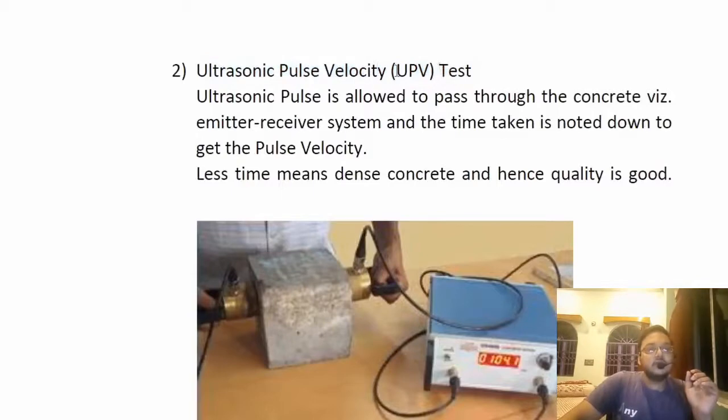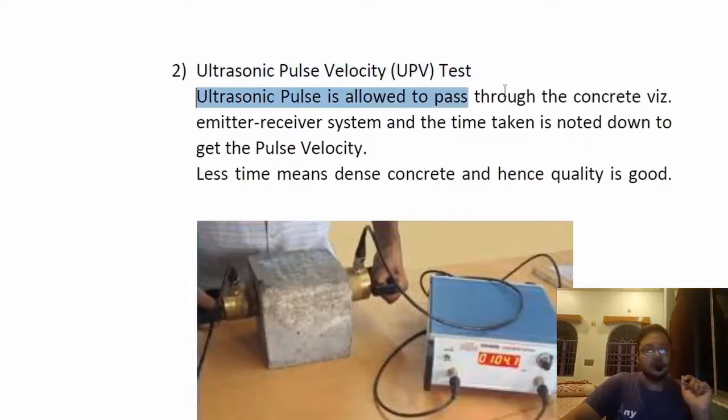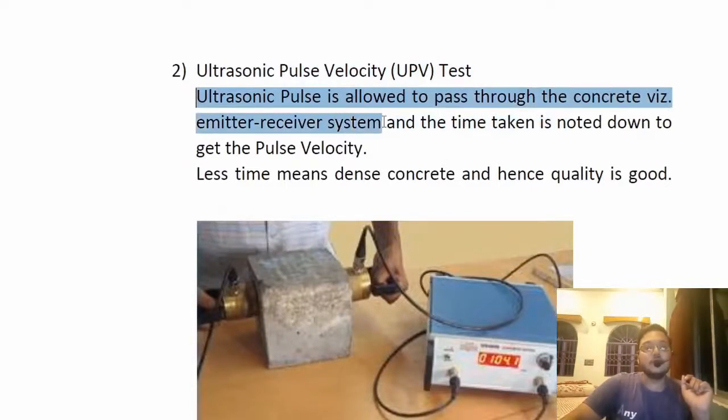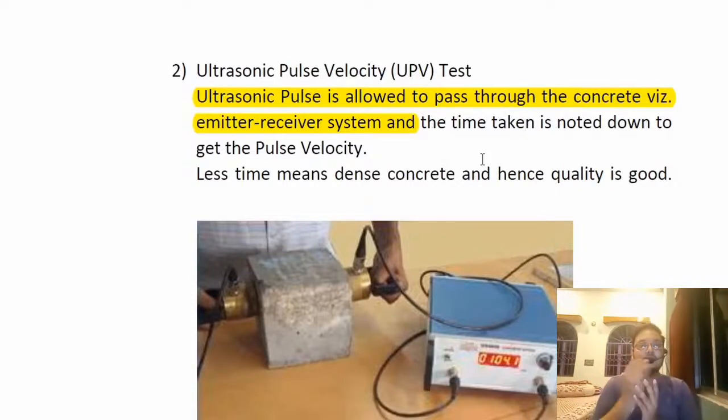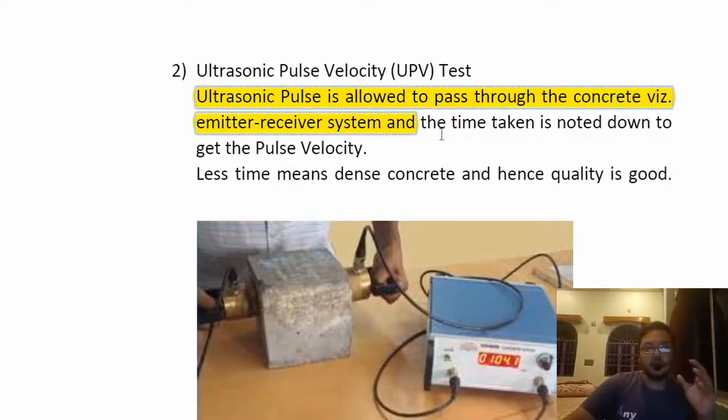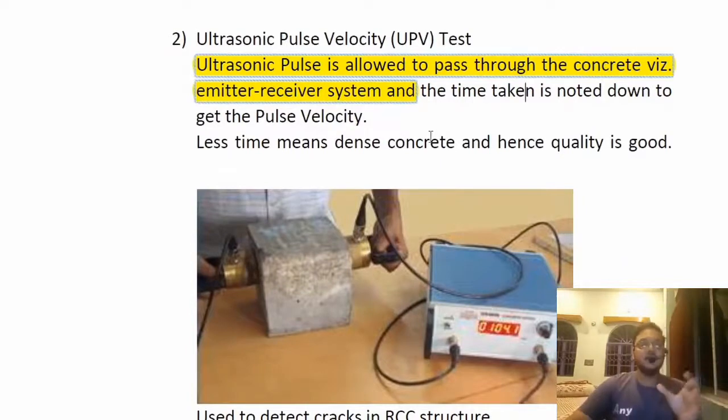Next is the ultrasonic pulse velocity test, or the UPV test. In short we say UPV. An ultrasonic pulse is allowed to pass through the concrete with an emitter receiver system. For your knowledge, ultrasonic pulses or ultrasonic sounds are those waves, you can say those pitches, which are beyond our hearing limit, which is 20,000 Hertz or 20 kilohertz. So we send certain ultrasonic pulses through that concrete specimen, and there is an emitter receiver system, like one emitter is placed on one end.